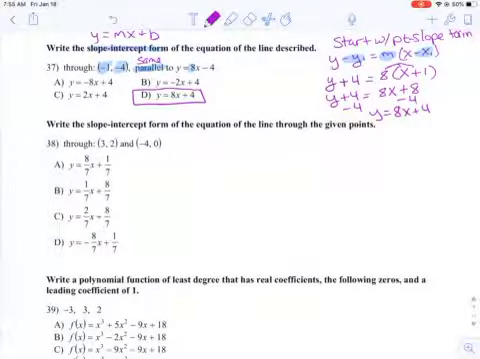Now this one says we're going to write it in slope-intercept form. Equation of a line through the given points. So at the end we're going to try for y equals mx plus b. Again, we don't start with that form. We just end with that form. And usually we start with, that's right, point slope form.